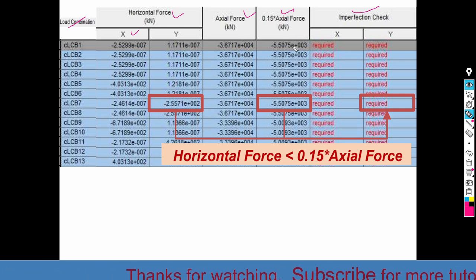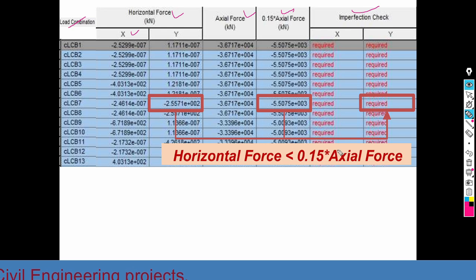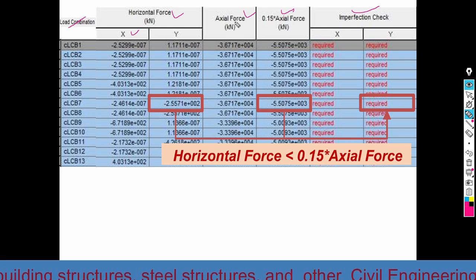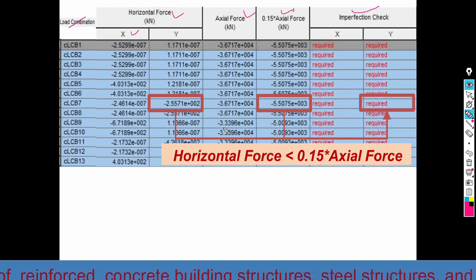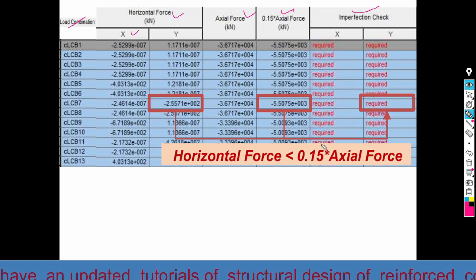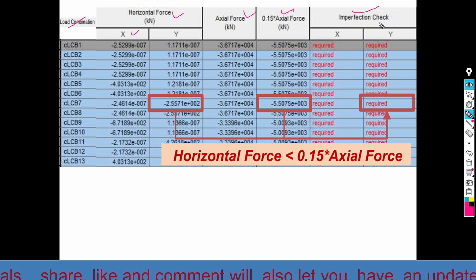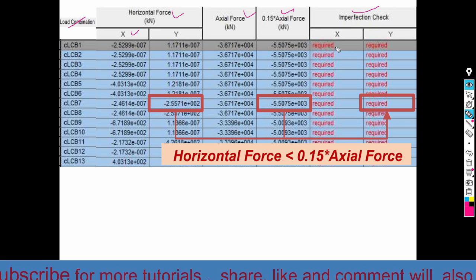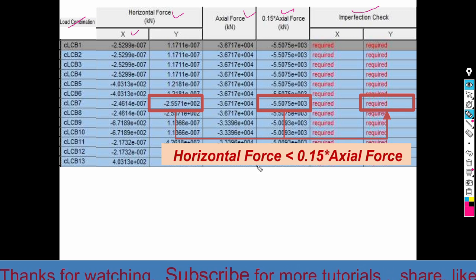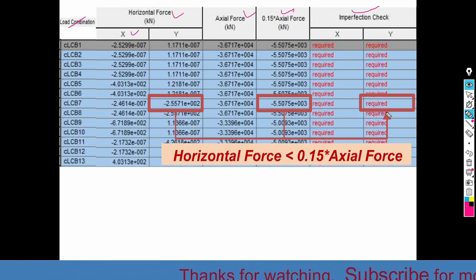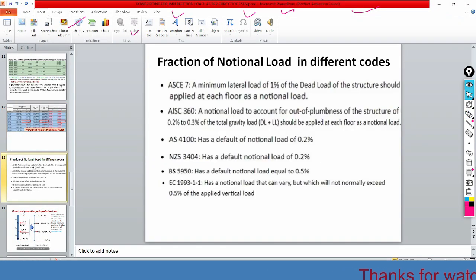And we can calculate the horizontal force and compare it with the axial force. So if this value exceeds this one, in that case we need to apply the notional load. So here this is the imperfection check. Imperfection load consideration is required because the horizontal force is less than 50% of the axial force in all the cases.